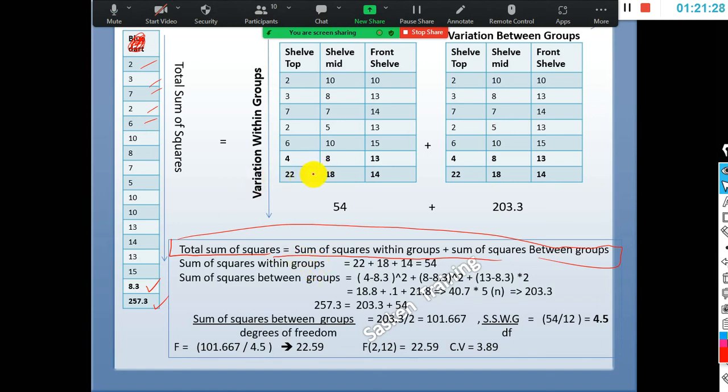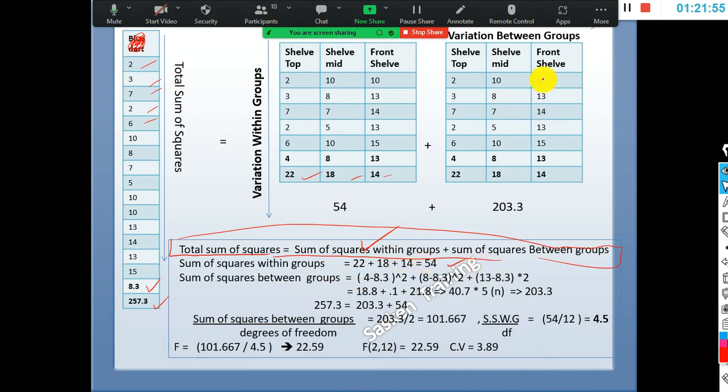So we know this one, right? So within groups, 22 plus 18 plus 14, which is nothing but your 15. So we got this value. So this is the formula, right? Sum of squares within groups, sum of squares between. Now we are able to obtain the sum of squares within groups. So this we have already computed. 22 plus 18 plus 14 is equal to 54. Good. Next one is sum of squares. Sorry, this is within groups. And next one is between groups.